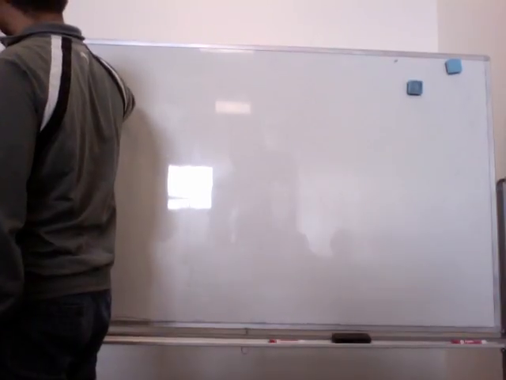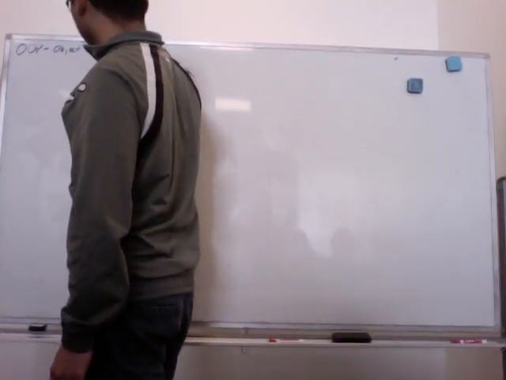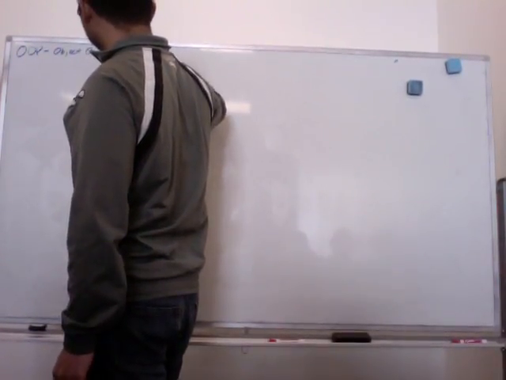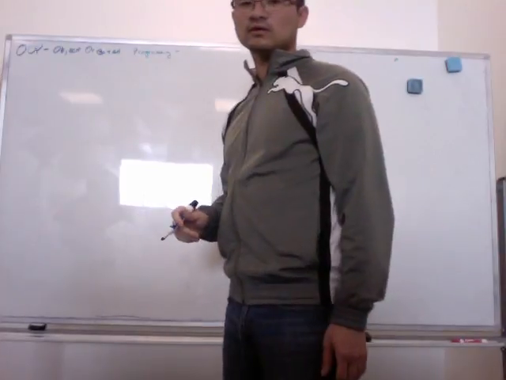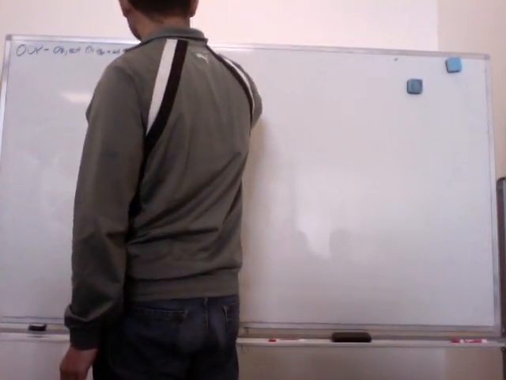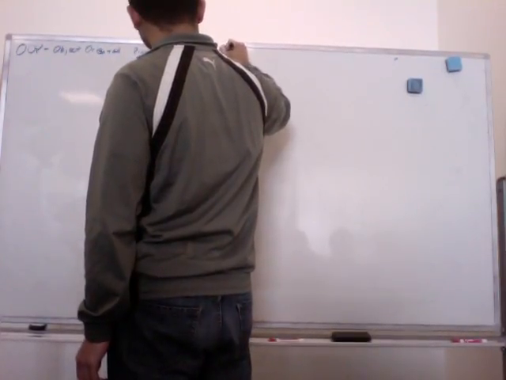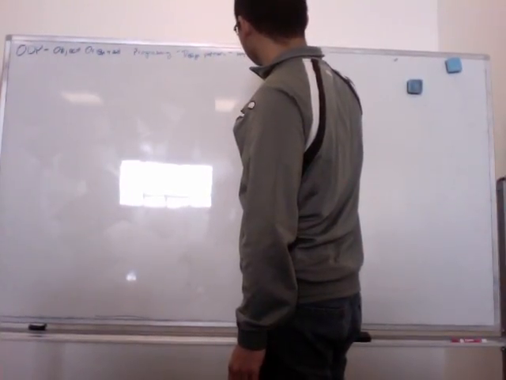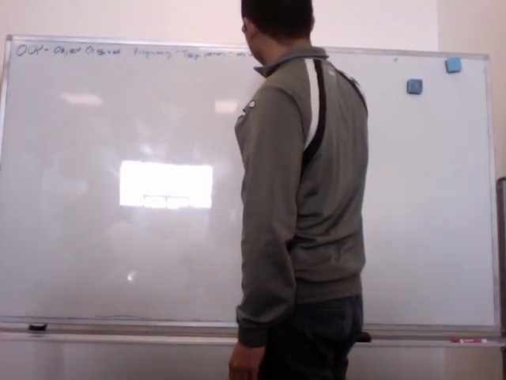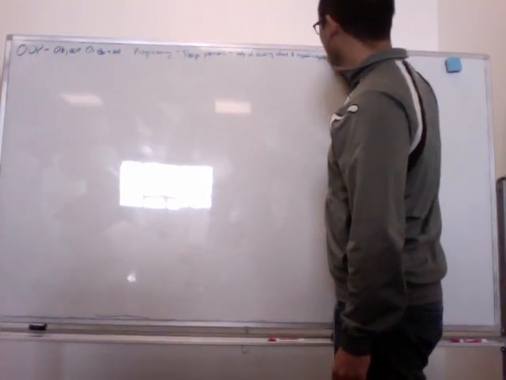So today we're going to cover OOP. OOP stands for Object Oriented Programming. And this is what we call a design pattern, which is a way of thinking about and organizing your code.